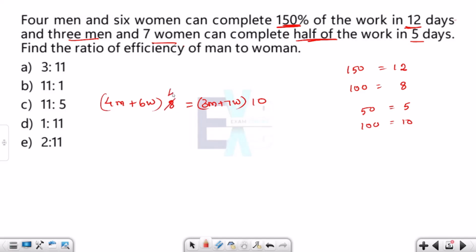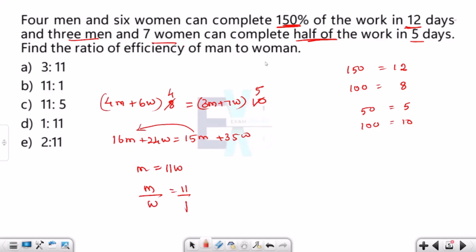So anyhow, this is like 4 times and this is like 5 times. If you multiply, you'll be getting 16 men plus 24 women is equal to 15 men plus 35 women. By taking men to one side, 16 minus 15 is 1 man is equal to, if I take this 24 women to the right hand side, 35 minus 24, will be getting 11 women. So the ratio of men and women is 11 is to 1. So the ratio of efficiency of men and women is 11 is to 1.